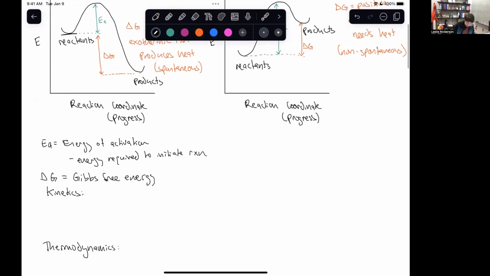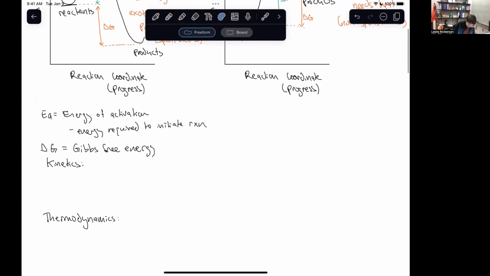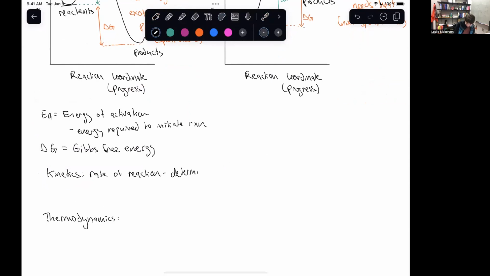All right, so then let's look at a couple of other terms here. Our first term is kinetics. Kinetics is all about speed. This is all to do with the rate of the reaction. If I'm looking at the rate of the reaction, this is really determined by the energy of activation. So kinetic products are going to be the fastest ones formed.